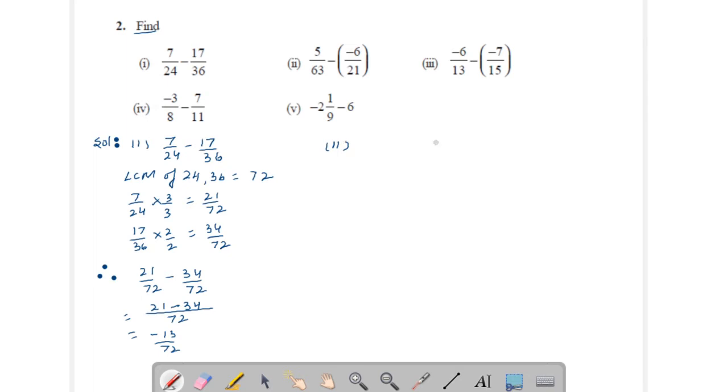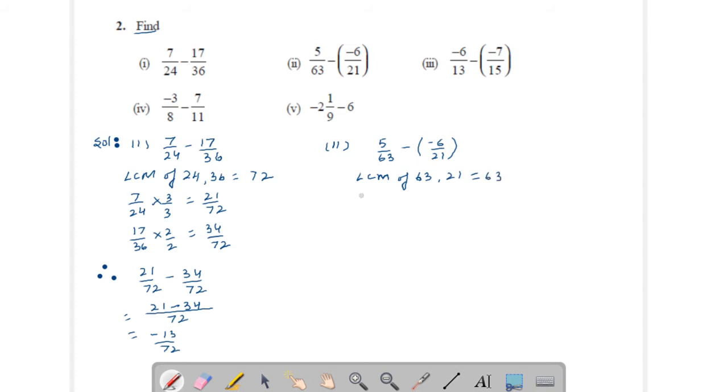Now come to second part. 5 upon 63 minus 6 upon 21. Here again denominators are not same. Make them same by taking LCM. LCM of 63 and 21 is 63.